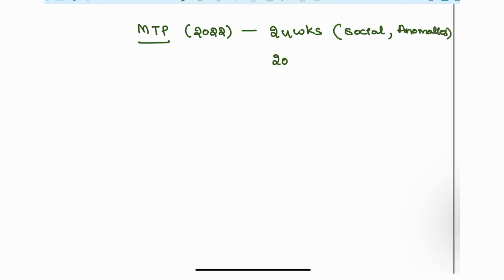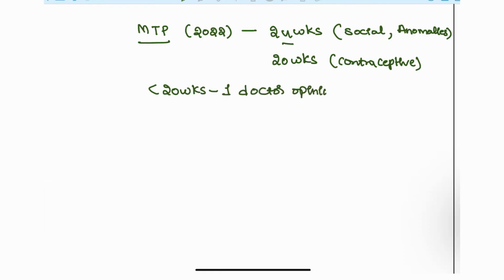For contraceptive failures, it is still 20 weeks only. Then how can we understand which patient needs which opinion? For example, if the patient is less than 20 weeks, only one doctor's opinion is fine. If it is 24 weeks, then we have to take at least two doctors' opinions.